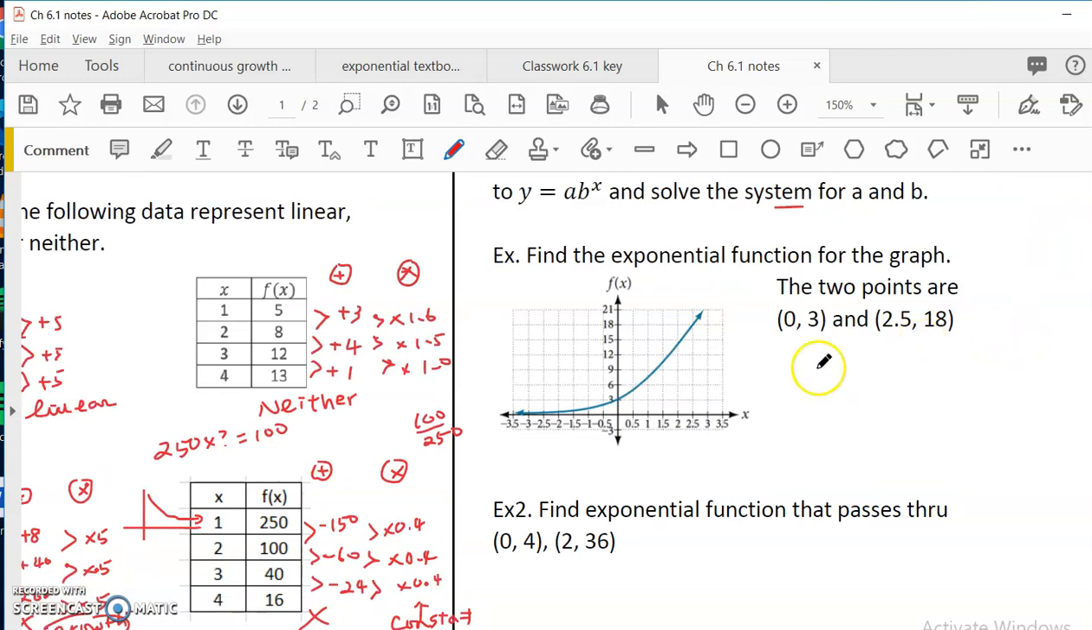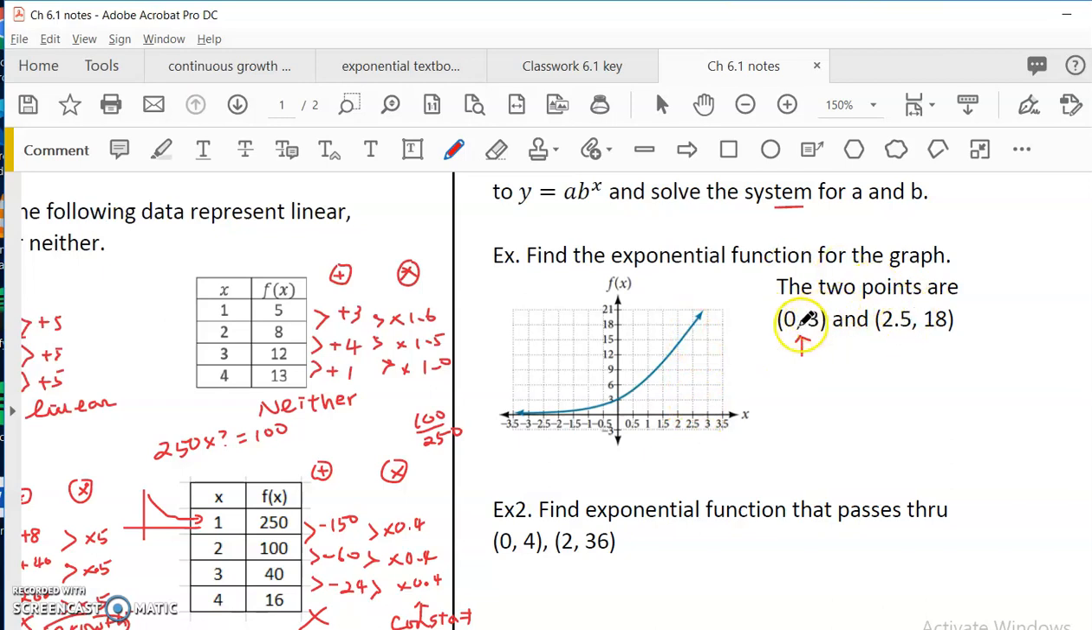For example, this is an exponential function, you can tell, growing up exponentially, shooting up very fast. If it were linear, it would be very flat. For the 2 points, you always look at the y-intercept because that's where a is. So you have (0, 3). It's very small, so I write it out. And then the other point is (2.5, 18). So we can find an exponential function for this graph.